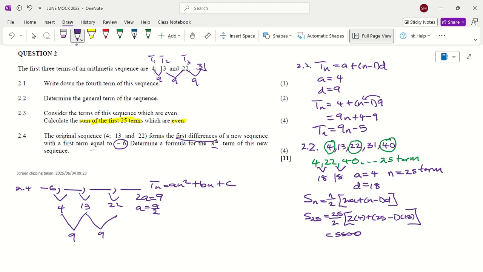Then we know that 3a plus b is equal to the first difference. The first difference we're going to use is 4, so this is equal to 4. But we know a is 9 over 2, so 3 times 9 over 2 plus b is equal to 4. Then what is 3 times 9 over 2?